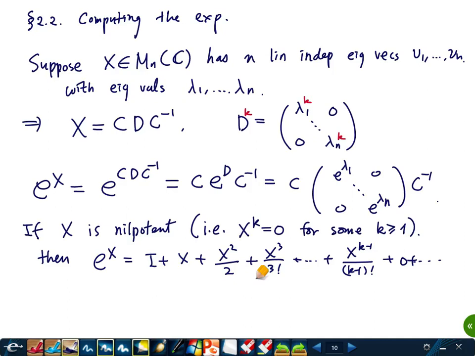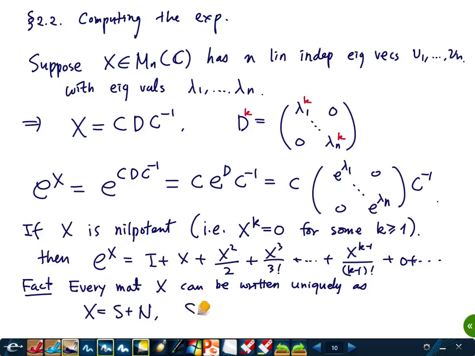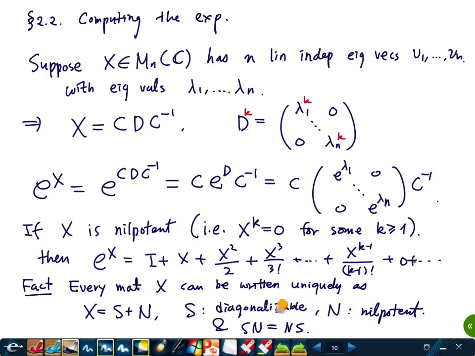And this is a well-known fact in linear algebra. I think you have heard of this before. Every matrix X can be written uniquely as X equals S plus N, where S is diagonalizable, like this, and N is nilpotent. Oh yeah, one more: SN equals NS. So these two matrices commute with each other.